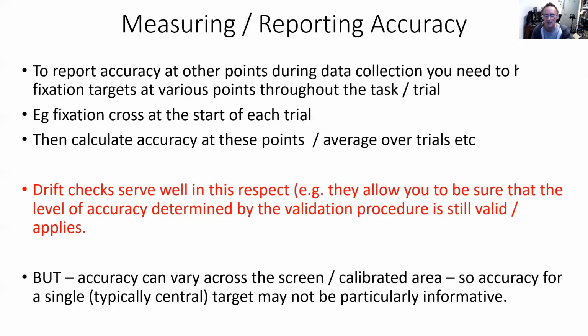So these drift checks are super useful, particularly if you want to be able to, in your method section, claim not just that your data was spatially accurate at the point when you did the validation, but that it remained so throughout the recordings. Then having drift checks is what gives you that ability. Either proper drift checks in EyeLink terms, or just fixation crosses where you know at that point during the trial, it's the participant's job to be trying to fixate that cross. Then you can go into your data and measure accuracy, just as I've explained before.